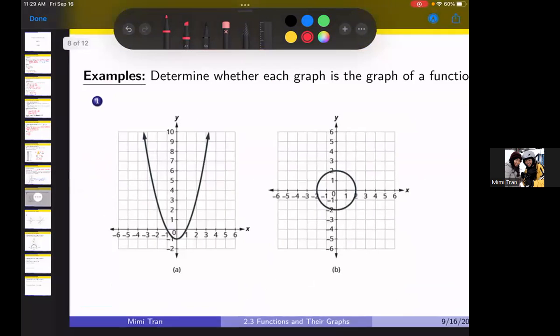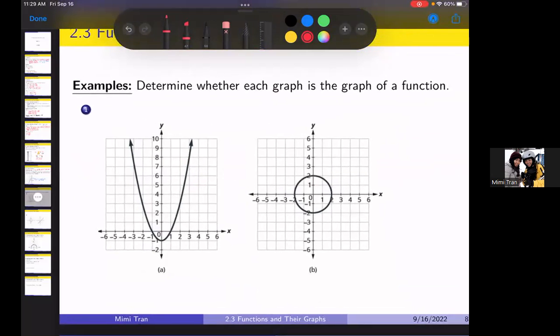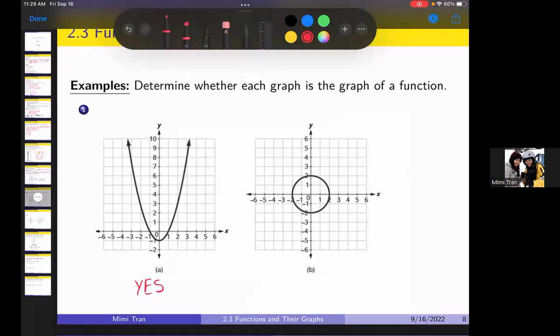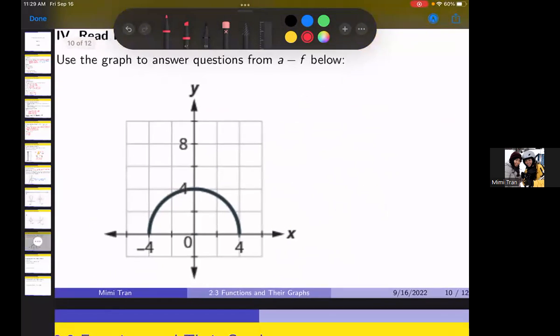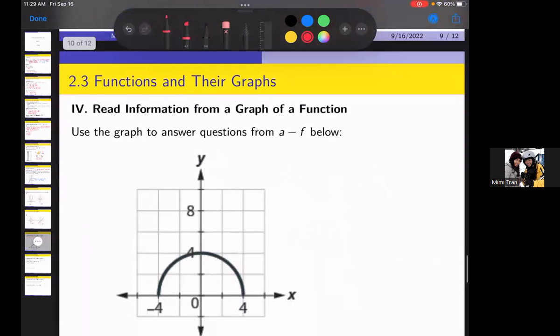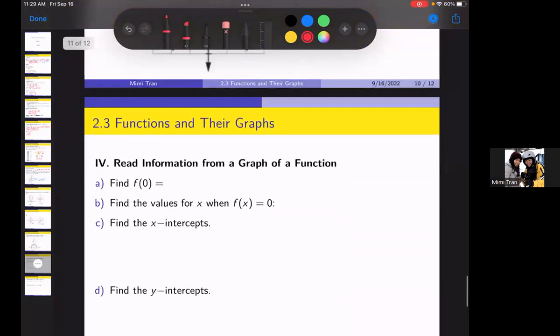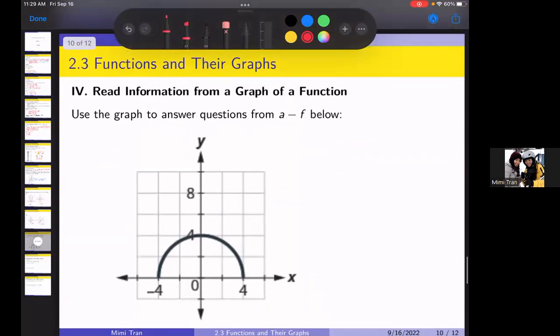Right. So let's do some problems. You tell me, is it a function or not? Number one, is it a function? Yes. Pass the vertical line test. Number two, no. Three, no. Four, yes. That's it. That's all the vertical line test is. This is something that you will see on the exam, I promise.